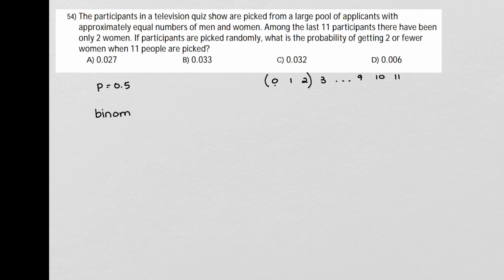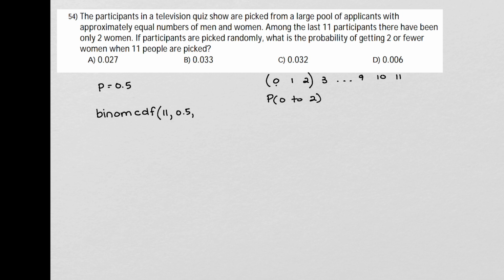We're going to do binom CDF, because this is really the probability of 0 to 2 successes. So it's a range of values. Number of trials is 11. Probability of an individual success is 0.5. And we are looking at a maximum of 2 successes. So when I put that into the calculator, I get 0.033. Small probability, that would be B.